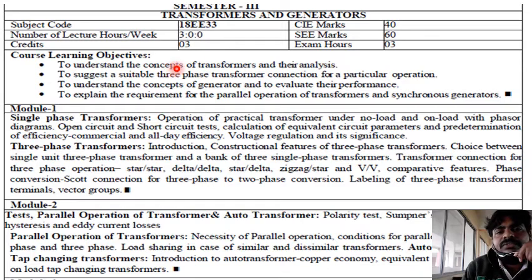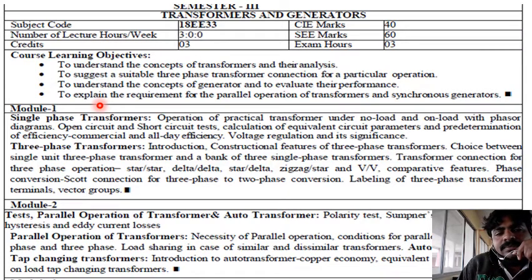It consists of two parts, that is transformers and generators. Some aspects you are going to study related to the transformers, and some aspects related to the generators. It consists of 5 modules. So I will give you a brief introduction regarding the subject, that is the VTU prescribed syllabus.